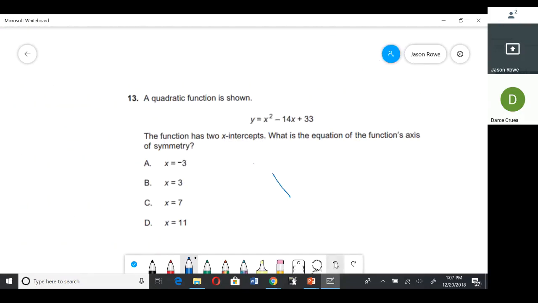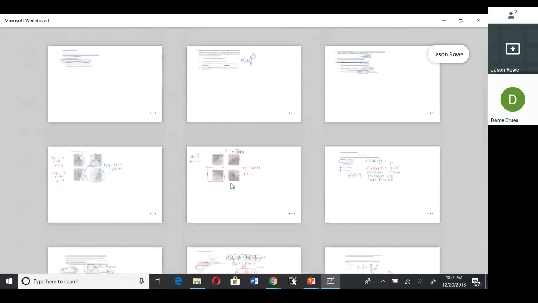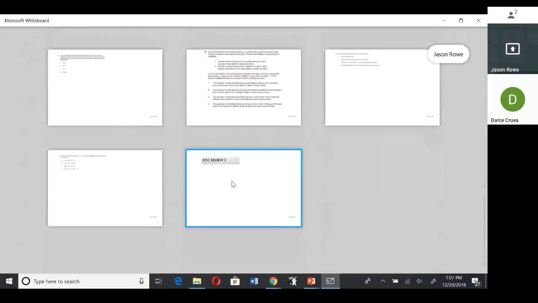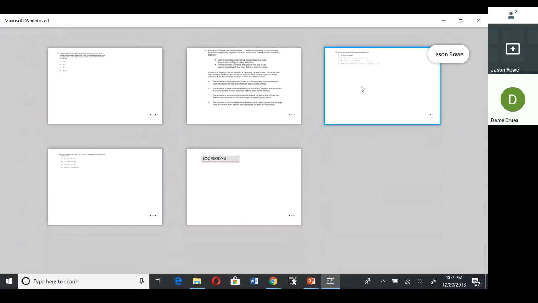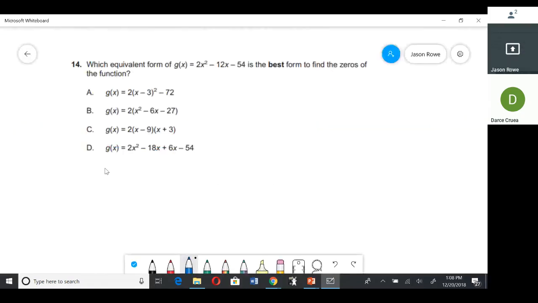All right, so let's take a look at this one. A quadratic function is shown. y equals x squared minus 14x plus 30. It's the same thing. That's the same one. I did that one twice. Yeah, looks like it. Moving on. Is that the same one? No, that's different.